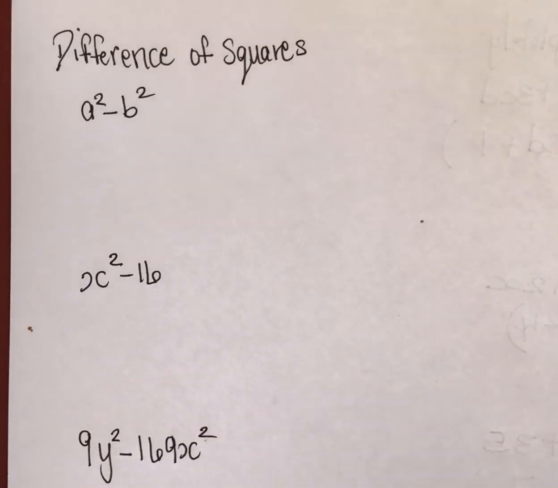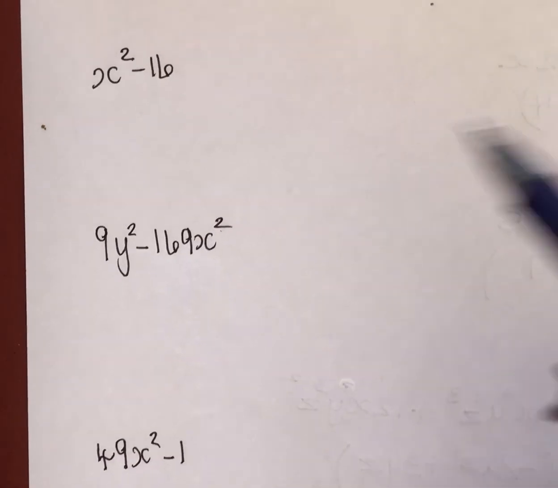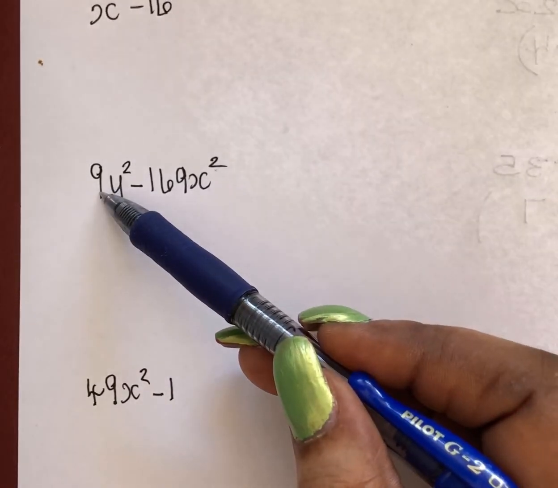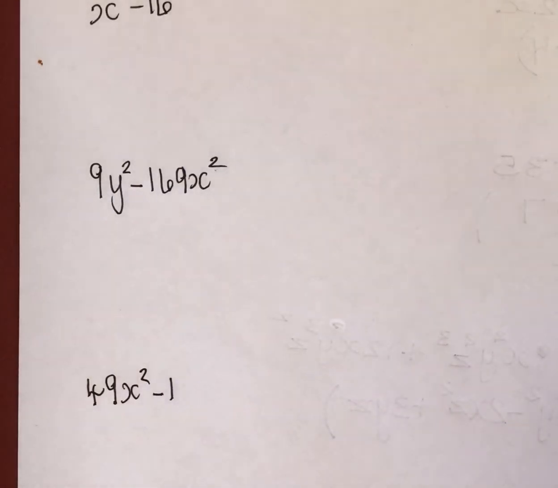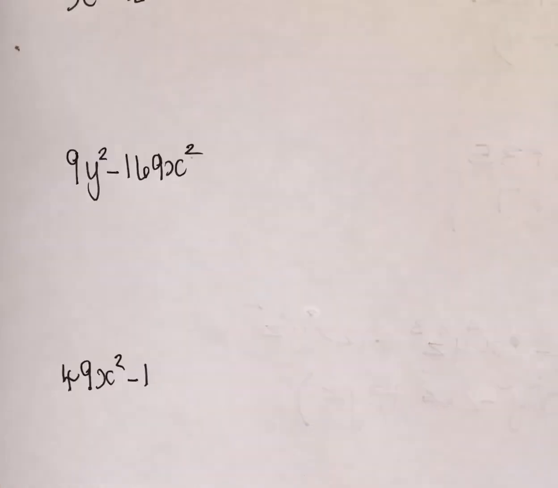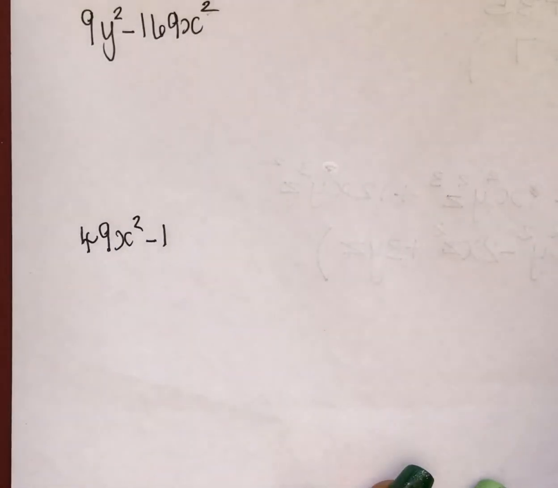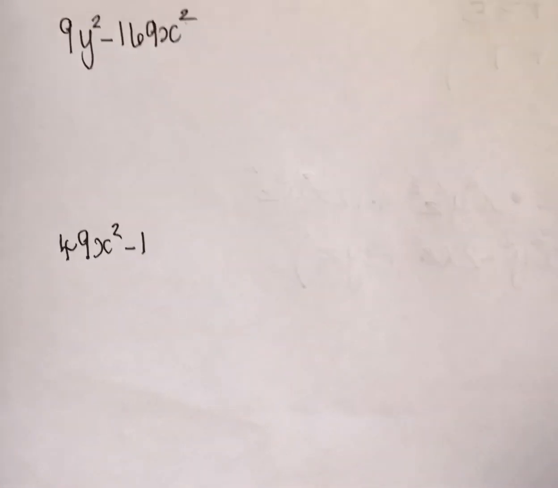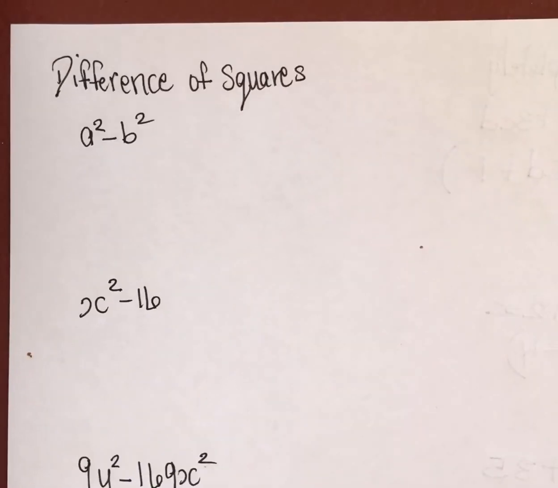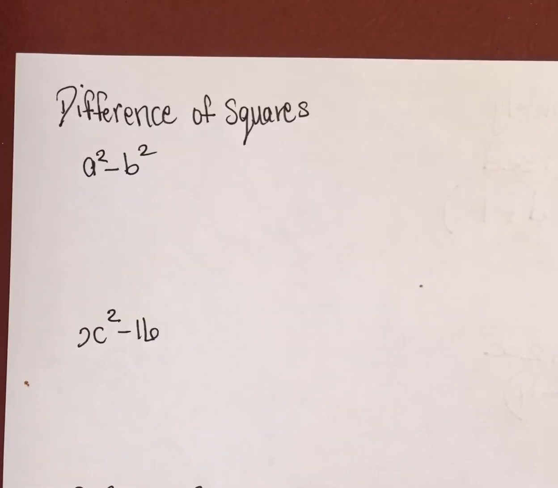For example, 16 is 4 times 4. 9, that's 3 times 3. 169, that's 13 times 13. And 49, that is 7 by 7. All right, so you must be able to square. Good. Let us begin.